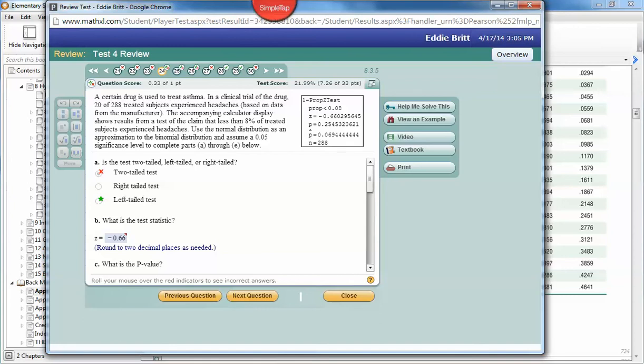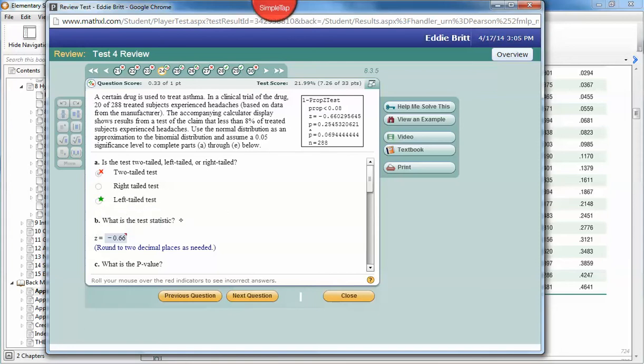Okay, so our original claim was p is less than 0.08. The first question is, is the test two-tailed, left-tailed, or right-tailed? Since it was less than here, it's left-tailed. If it would have been greater than, it would be right-tailed. If it would have been equal to, it would be two-tailed. But this one was less than, so it's left-tailed.